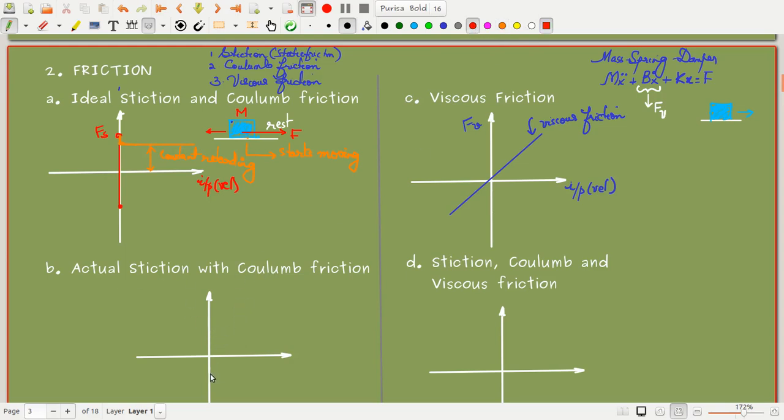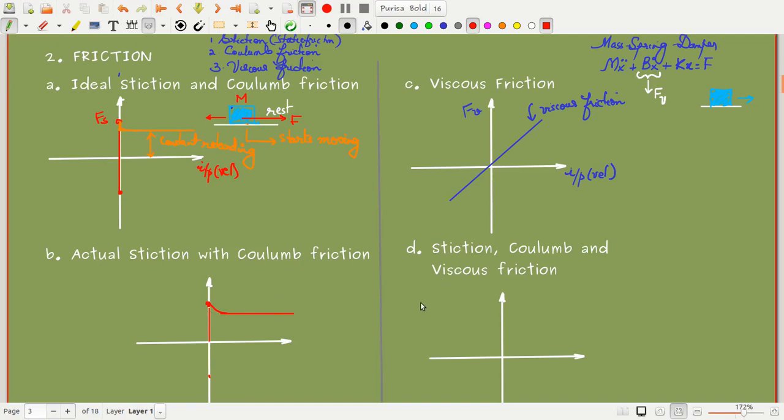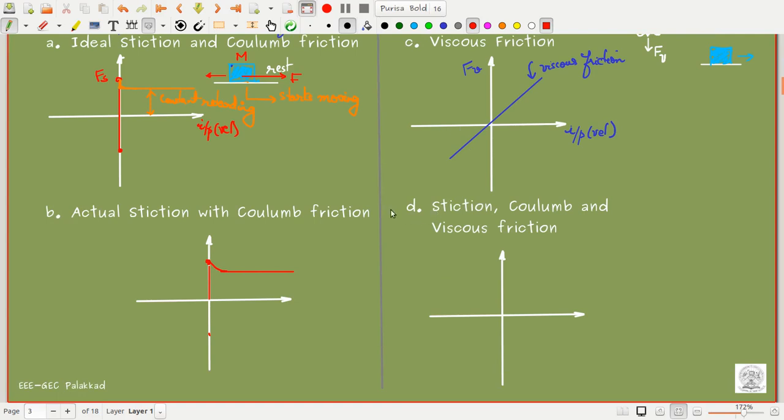This is the actual stiction and Coulomb friction case. This is the stiction value. It slowly moves and comes to this value. Okay, this is how it happens. This is the actual case. Now, once the mass starts moving, what happens to the system? Initially, the body has stiction in the system.